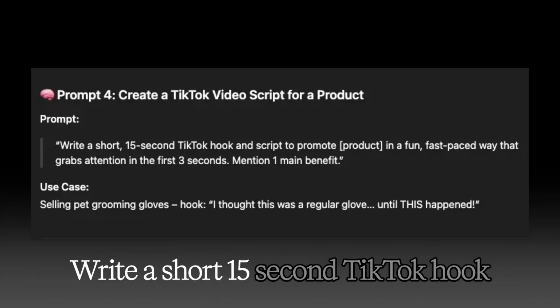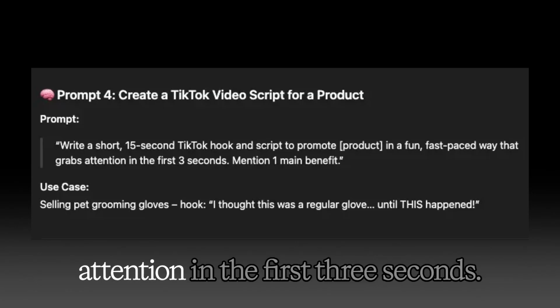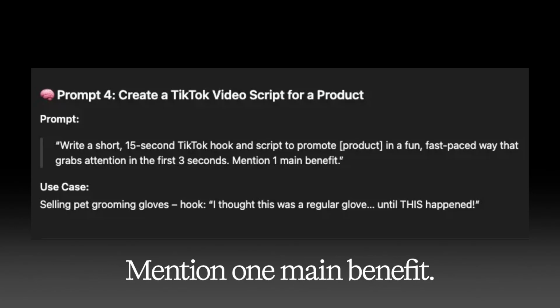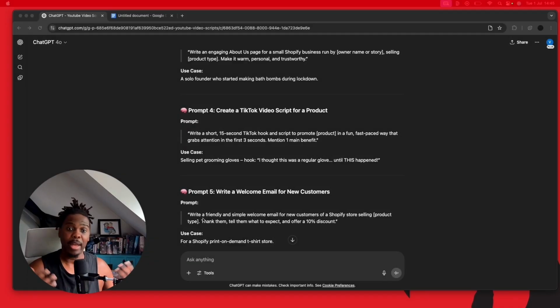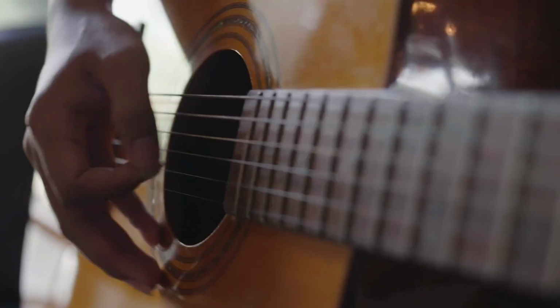Prompt number 4 is creating a TikTok video script for a specific product. Write a short 15-second TikTok hook and script to promote a product in a fun, fast-paced way that grabs attention in the first 3 seconds. Mention one main benefit. Insert your product name. If you're selling pet grooming gloves, the hook could be, I thought this was a guitar glove until this happened.